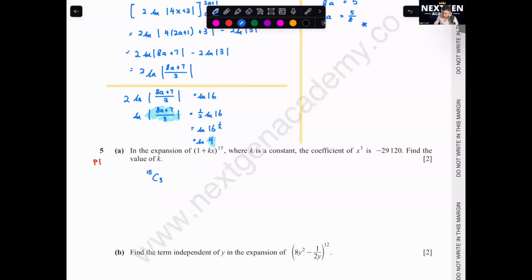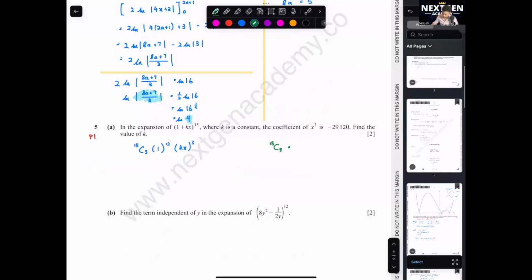The formula will be 15C3, then 1, since it's 1, you don't need to write the 1, right? But if you want to write 1, it'll be 1 power 12, then kx cubed. Okay, this is for your x cubed formula. Then they say it will be equal to negative 29120. Okay, 15C3. So 1 to the power of 12 will be equal to 1. 15C3, if it comes out in your non-calculator paper, you need to use this formula.